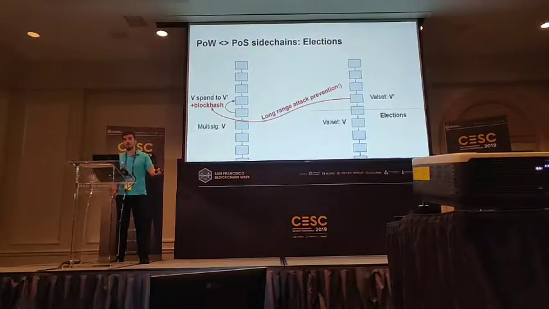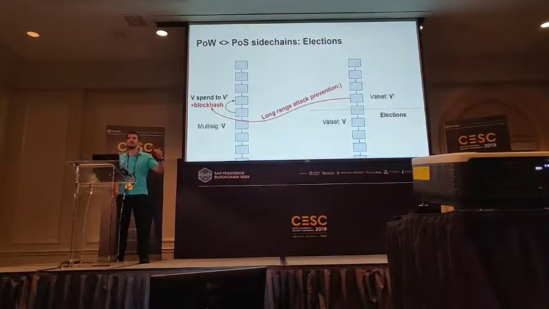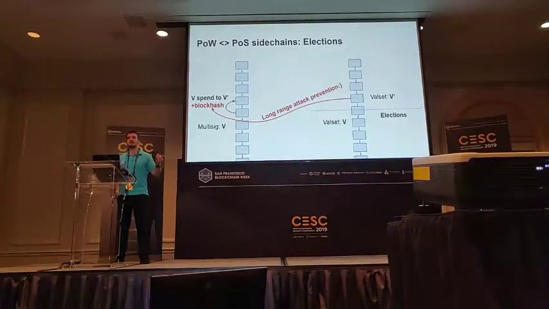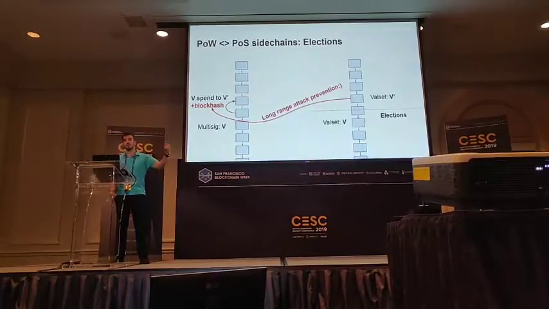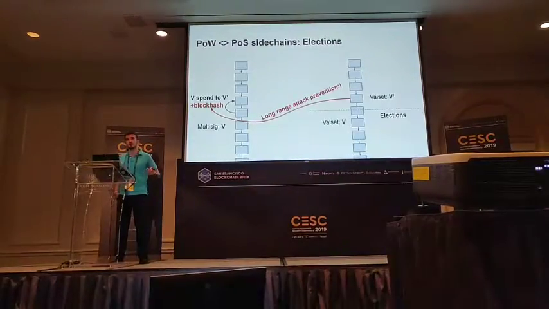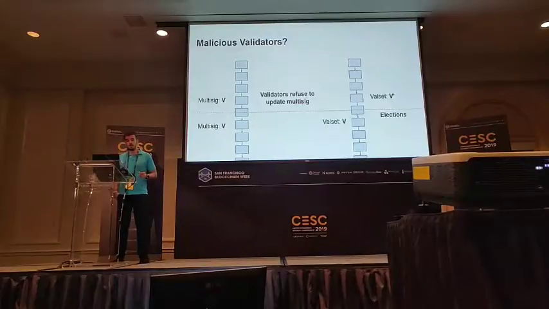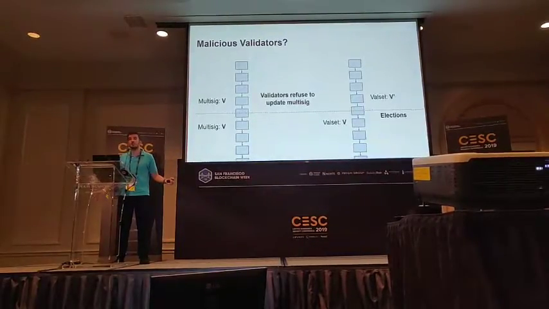And of course, the long range attack still could happen. However, it can only happen if you can break the proof of work of the main chain. So the idea is that you will use a proof of work chain with a high hash rate like Bitcoin or Ethereum in order not to have that problem.